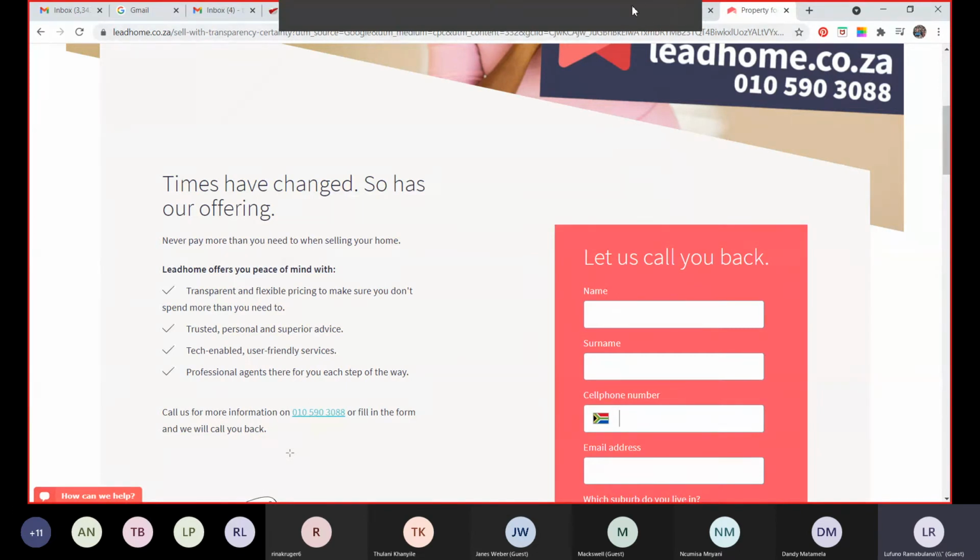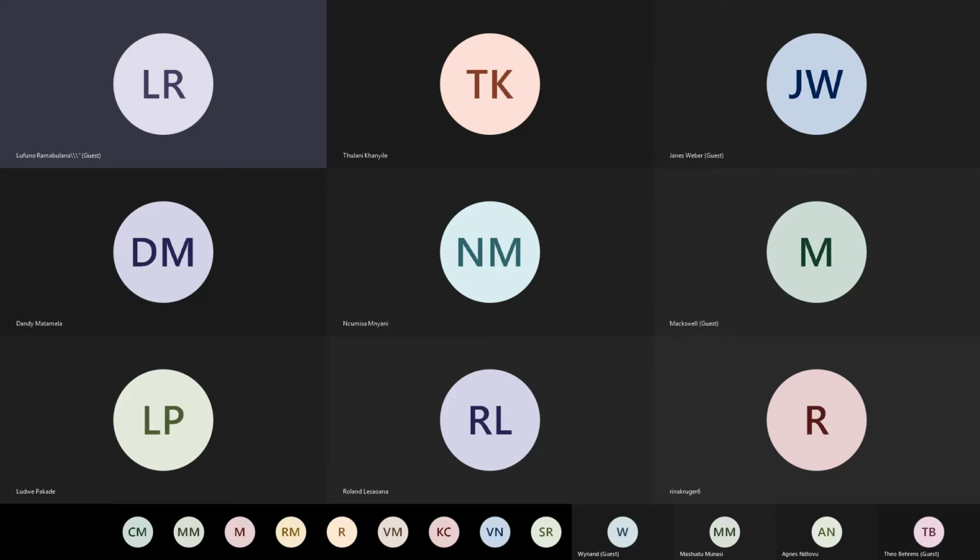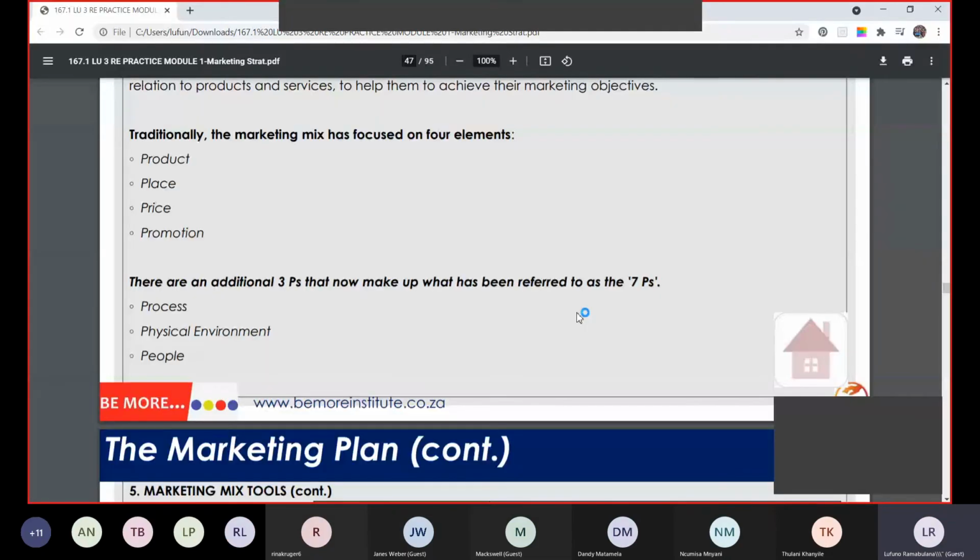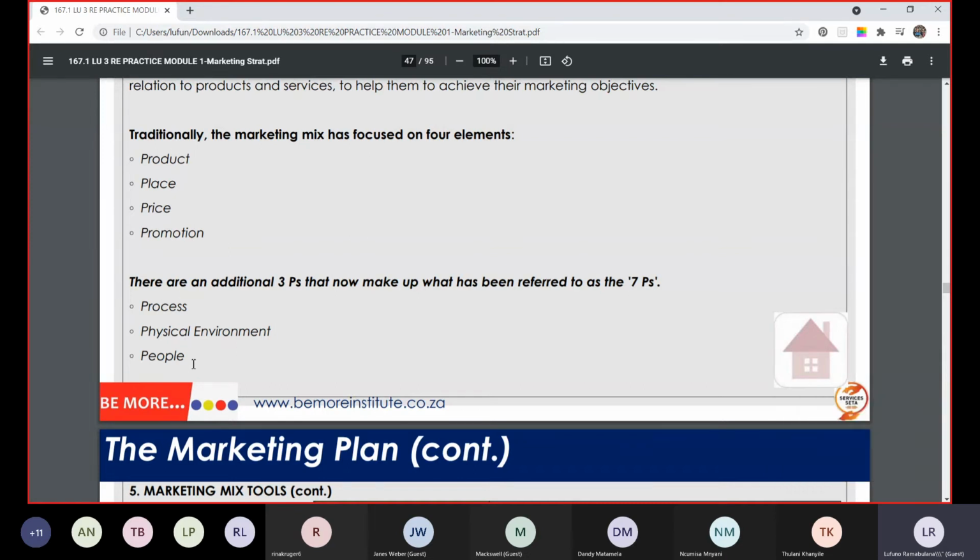I just want to quickly go back to our 7 P's. Are we there? So we have product, place, price, promotion, process, physical environment, and people. Which one do you think they've emphasized when it comes to these 7 P's? Maybe that's a question I'm putting out there. Out of these 7 P's, which one do you think Lead Homes, for instance, has emphasized? Is it the process? Is it people? Is it the physical environment? Is it place? Is it product? Is it promotion? It's the price. The price. What else?